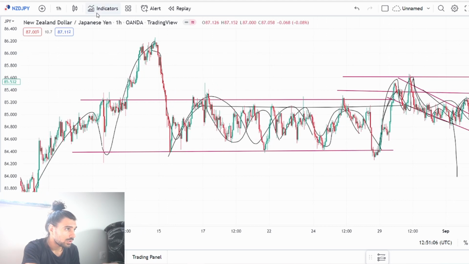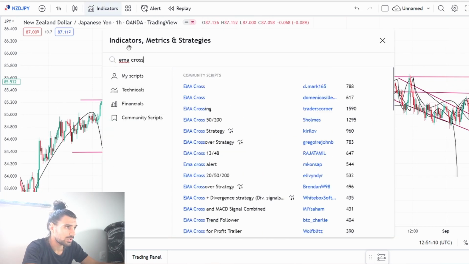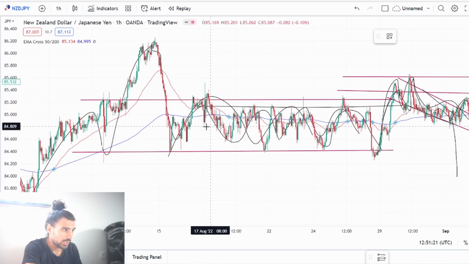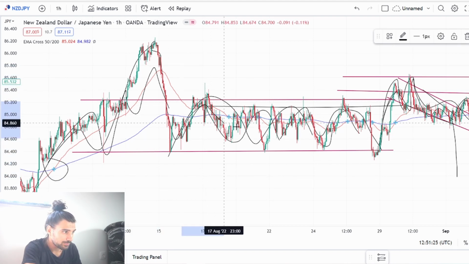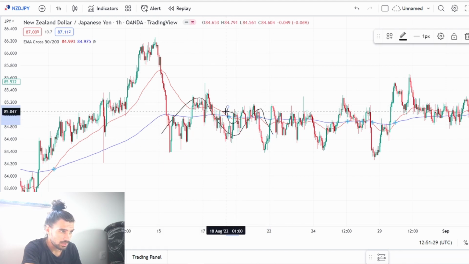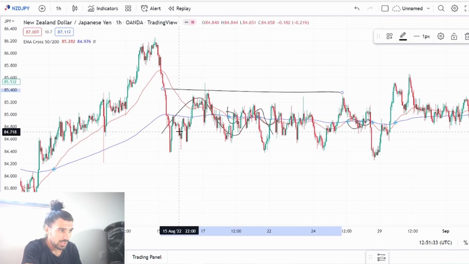And if you want to make 100% sure that we have a bullish trend, you can take the EMA cross 50-200 or the 20-50-200. For now I will take this one. And we can see here we had the bullish cross, market went to the upside, and here we saw a consolidation pattern. So we had a couple of crosses to the up and downside since the market didn't push higher.